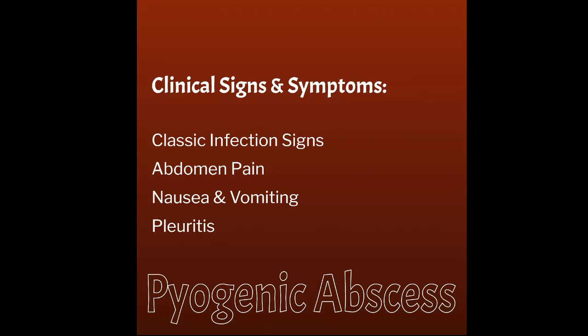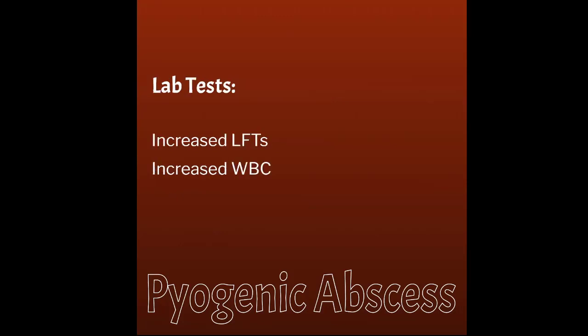To go along more with the pyogenic abscess, we have patients that have abdomen pain, nausea and vomiting, and pleuritis. Pleuritis is pain with breathing. Lab tests are going to show an increase in LFTs because this pyogenic abscess is affecting how the hepatocytes are able to function. And then we're also going to see an increase in white blood cell count. We consider that a classic sign of infections. The body doesn't want this pus there. It's sending out the troops to try to get rid of it.